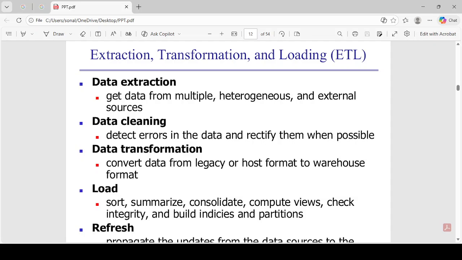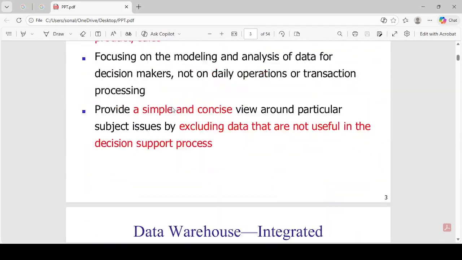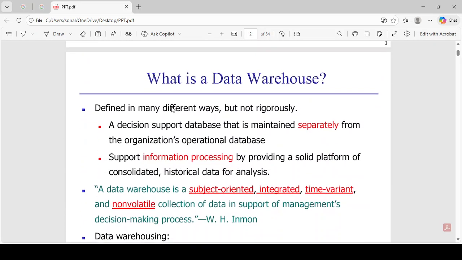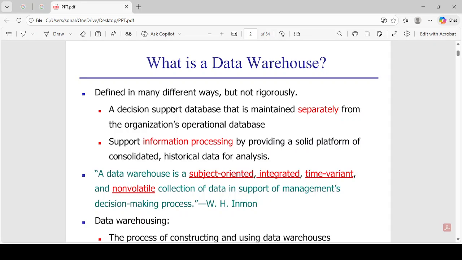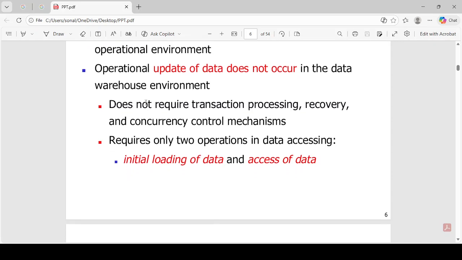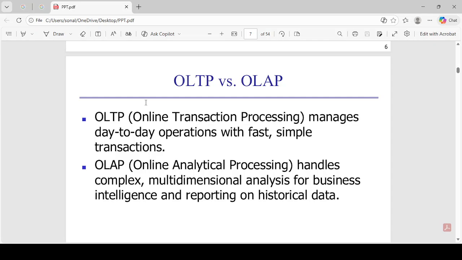Hello, everyone. In the last lecture, we had discussed the introduction of this course, data warehousing and mining. We had discussed the definition of a data warehouse, as to what we mean by a data warehouse. We had also discussed all the keywords which are useful in defining a particular data warehouse. In today's lecture, we will start with OLTP and OLAP.